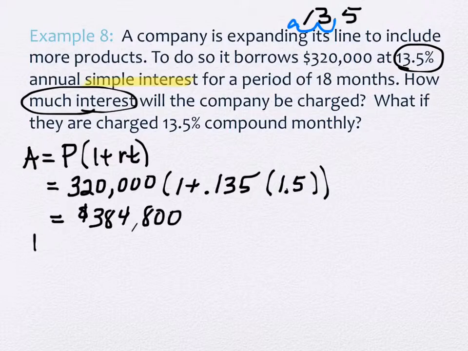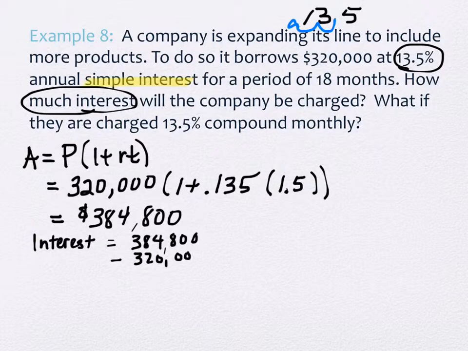Right, the interest will be the 384,800 minus the 320,000. So what will the interest be that they are charged? $64,800. Really hope it works out for them. Yes.